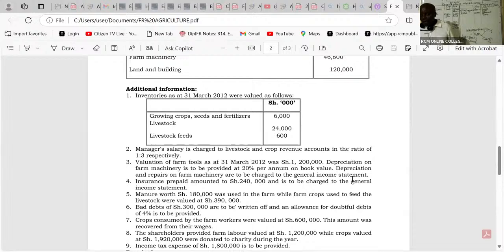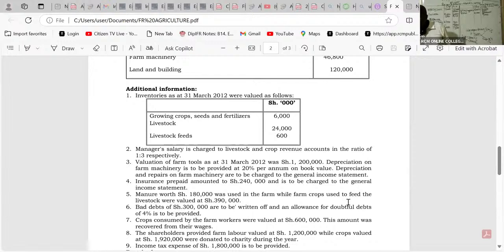Note 4, insurance prepaid amounted to 240,000 and is to be charged to the general income statement. That cannot, in this case, affect our specific revenue biological asset accounts. Look at note number 5. Manure worth 180 was used in the farm, while farm crops used to feed the livestock were valued at 390.